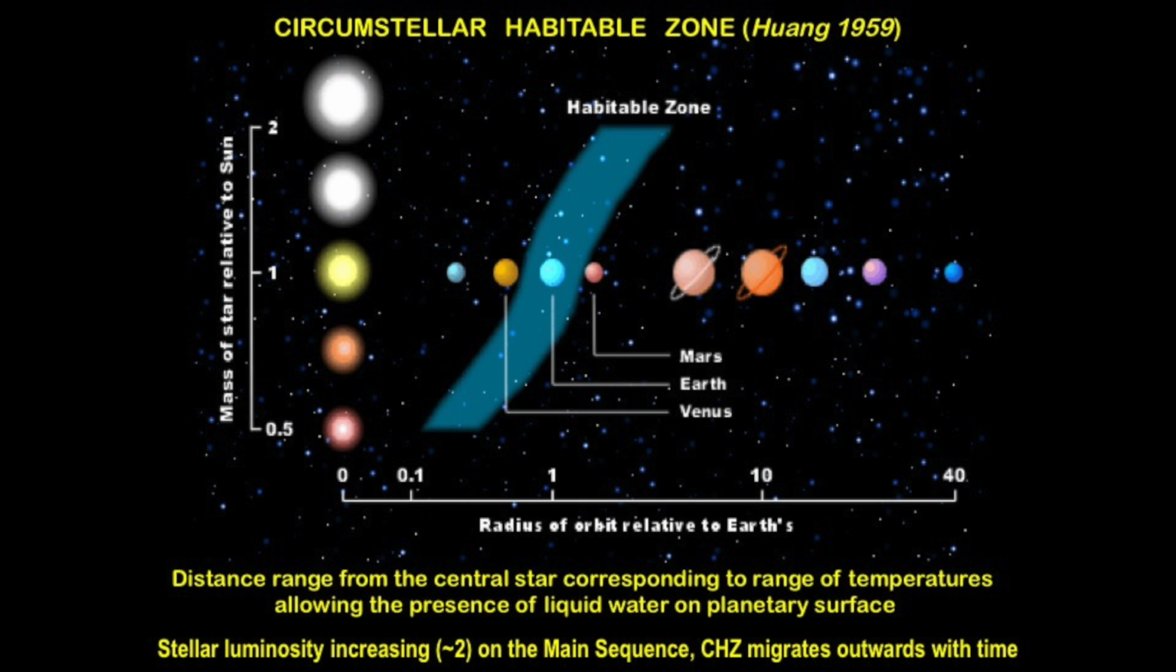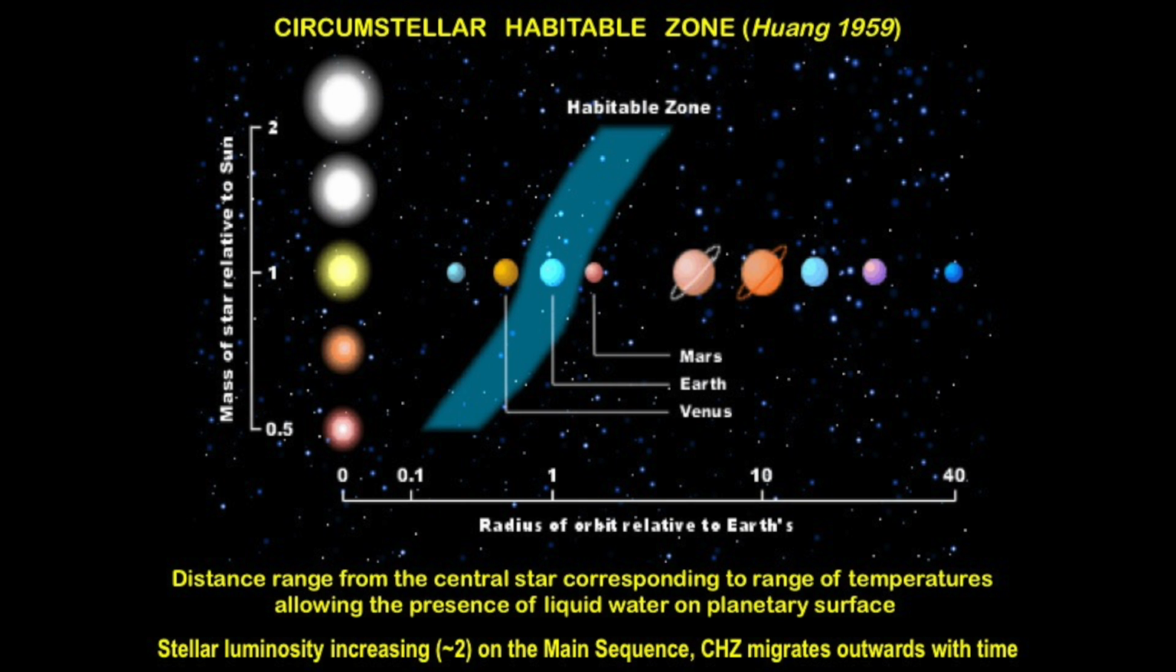So let me start with the concept of the galactic habitable zone, which, as I said, emerged by analogy with the older concept of the circumstellar habitable zone, which was first formulated by Huang in 1959. The idea of the circumstellar habitable zone is the region around the star where the conditions of temperature allow for the presence of liquid water, because we think that liquid water is very important for life. So depending on the distance from the star, it may be too hot or too cold for having liquid water.